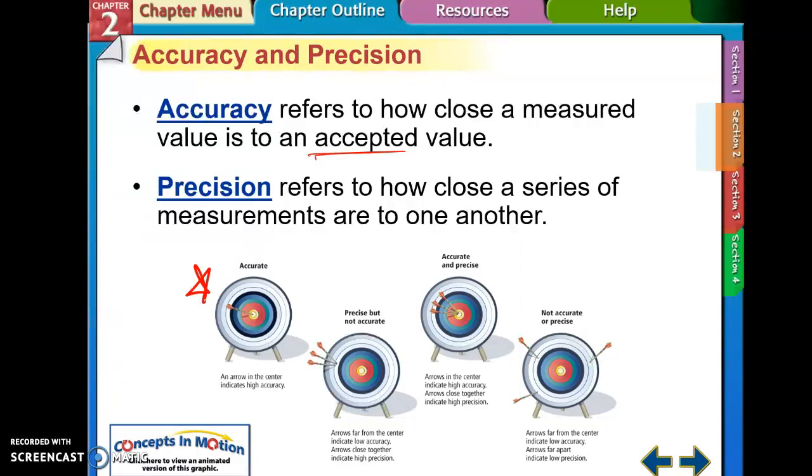We want to be both accurate and precise, which is where we are hitting the bullseye or we are hitting the accepted value every time. And then if you're not hitting the accepted value and you're not hitting in a close manner every single time, then you're neither accurate nor precise. So we would rather be accurate and precise every single time. Accuracy is close to the accepted value. Precision is how close the measurements are to one another.